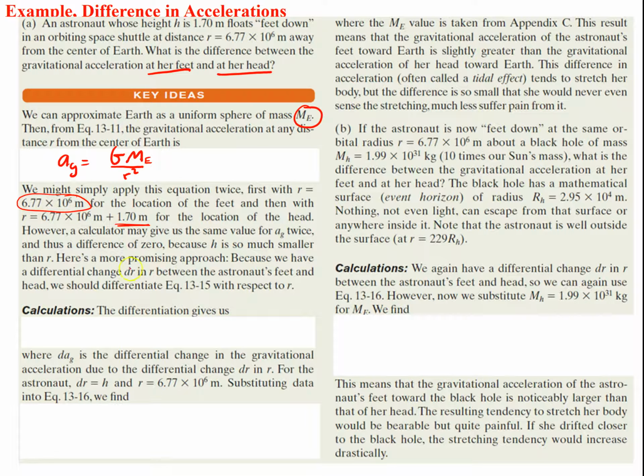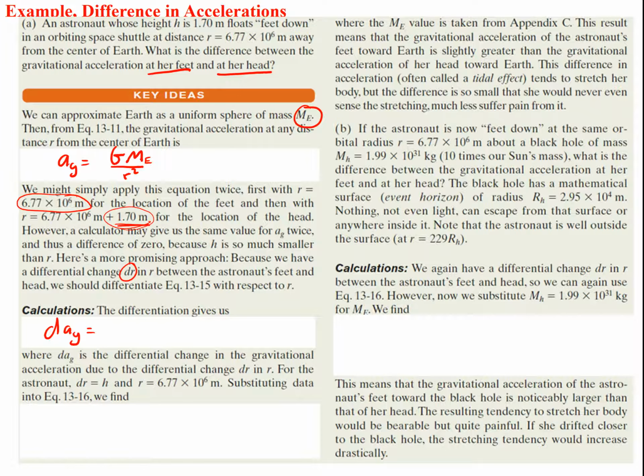So basically what this is saying is because this difference in height is so small, we can just call that an infinitesimal element dr. It's in the direction of r. It's some really tiny bit of r. So what we can do is take this equation and take its derivative. When you do that, on the left side, you just have the derivative of the acceleration, which is kind of what we're looking for, right?